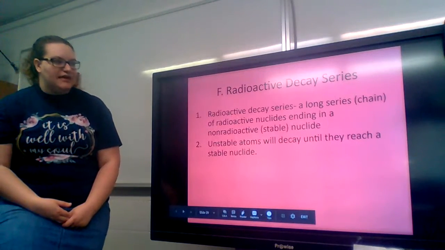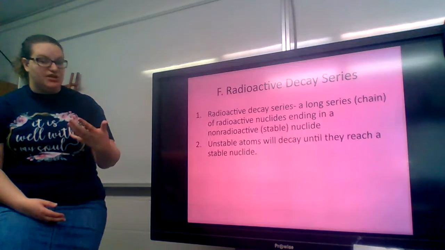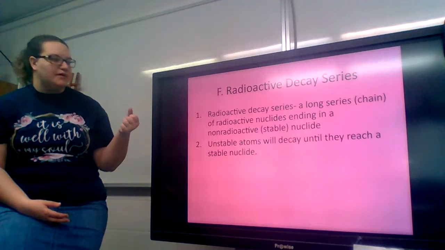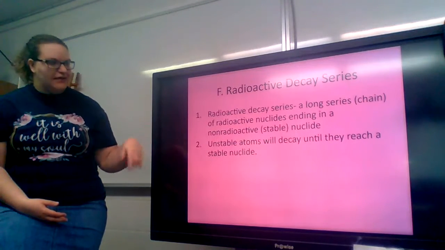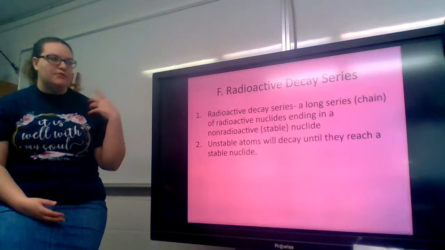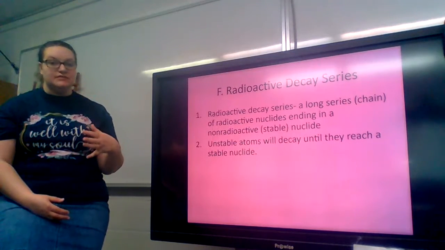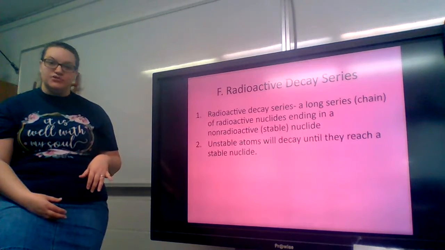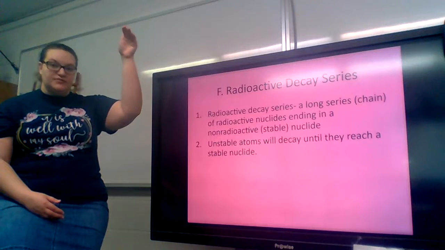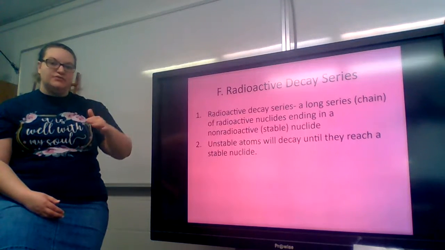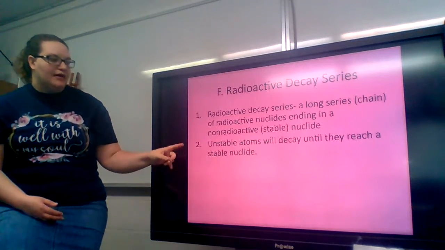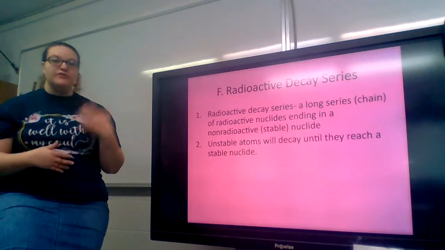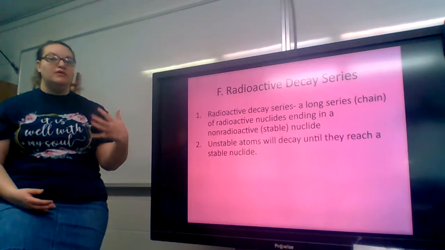The radioactive decay series. This is a long series, a chain basically, of radioactive nuclides ending in a non-radioactive stable nuclide, so a stable substance. It breaks down to stability. That's all that a radioactive decay series shows you. It shows it going from where it's radioactive and dangerous, breaking down into that stable form. Unstable atoms will decay until they reach a stable nuclide. That's nothing new. We've talked about that. They're going to seek the path of least resistance. They're going to want that stability.